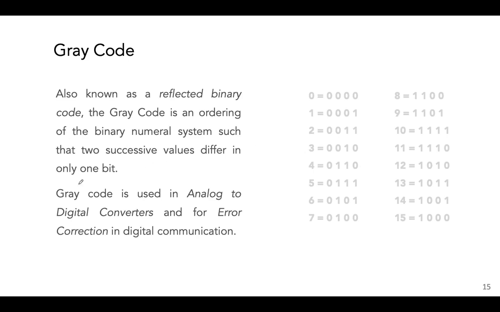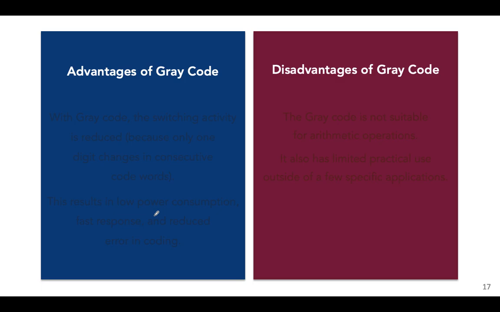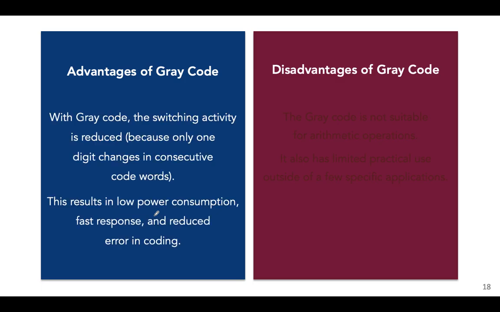So every successive digit differs from the previous one in only a single bit, and that is what's special about gray codes. Now, gray codes are most frequently used in analog to digital converters and for error correction in digital communication. Now, the advantages of gray code. Now, on the plus side, with gray code, the switching activity is reduced because you can see that only 1 bit changes in consecutive code words. So switching between different digits becomes simpler and faster. This results in low power consumption, faster response, and reduced error encoding. These are the advantages of gray codes, very good advantages.